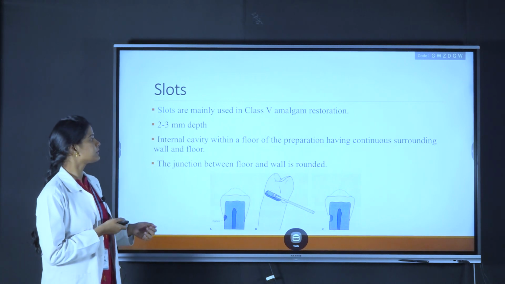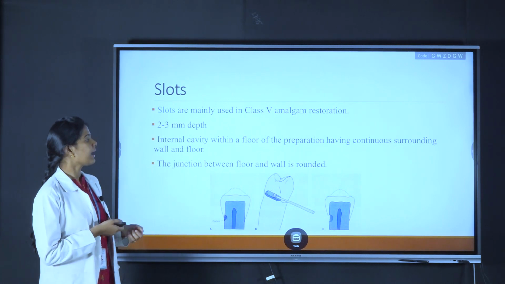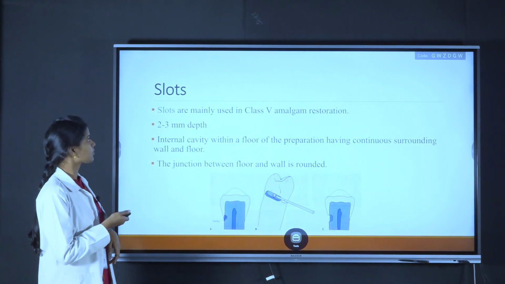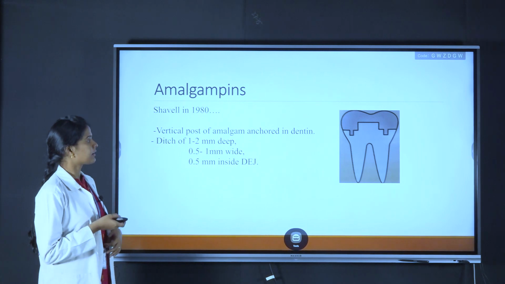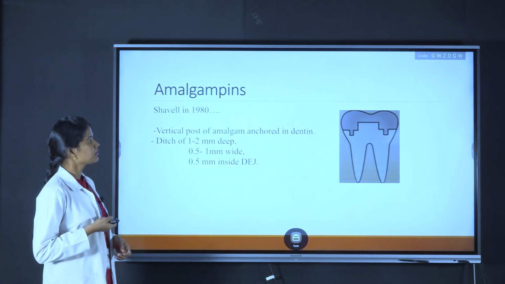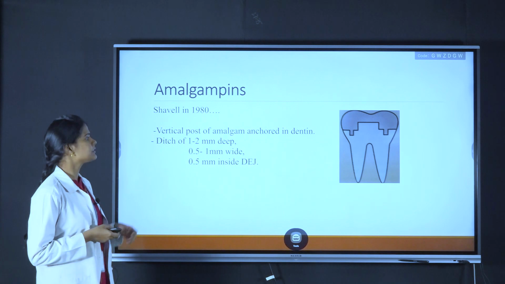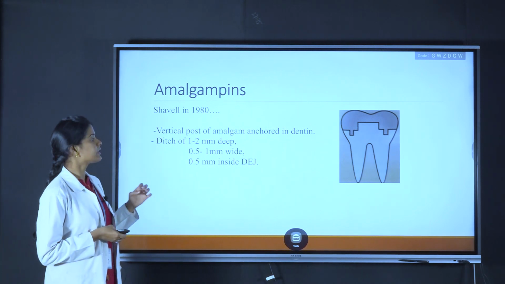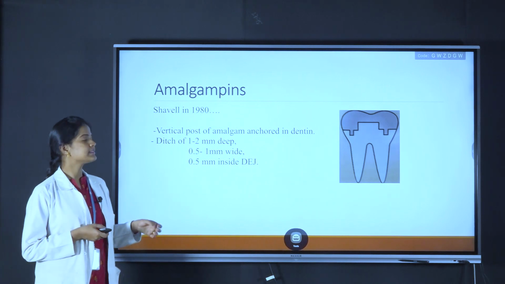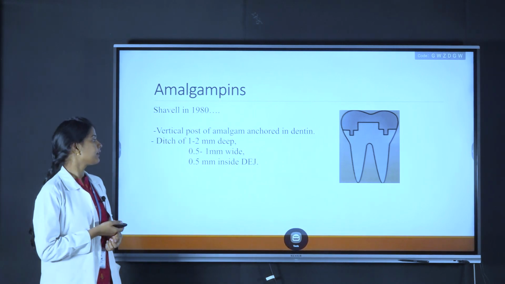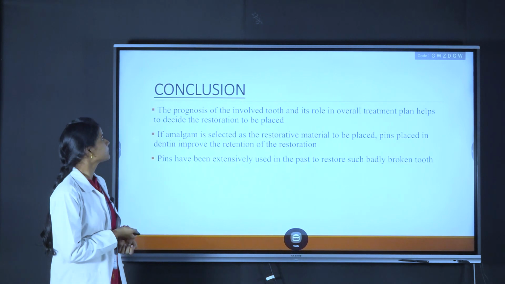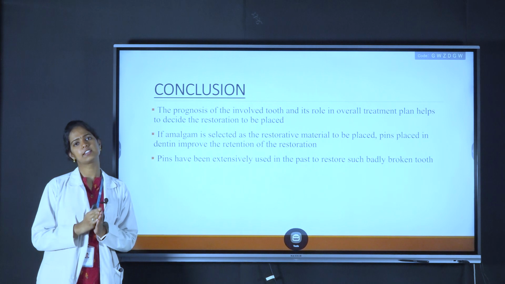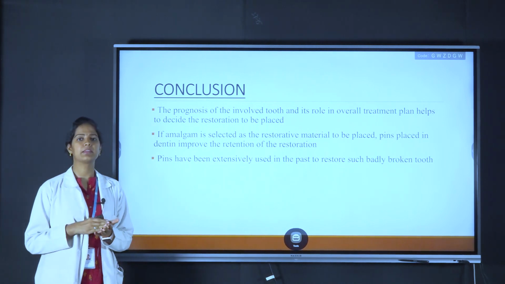An internal cavity wall within a floor of the preparation, having a continuous surrounding wall and a floor. So these are amalgam pins shown in this picture, given by Shavel in 1918. These are usually vertical posts of amalgam which are anchored into the dentine. It is about 1 to 2 mm deep and 0.5 to 2 mm wide and about 0.5 mm inside the dentine. So these are the various retentive and resistance features that can be given.